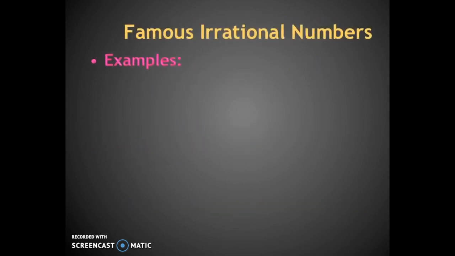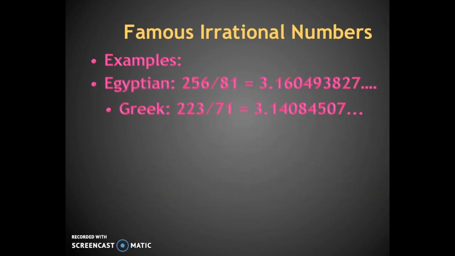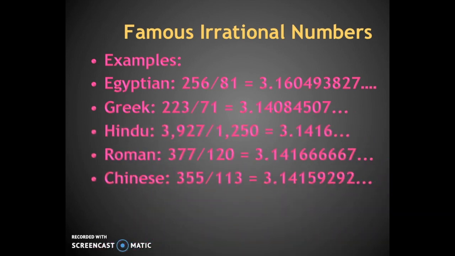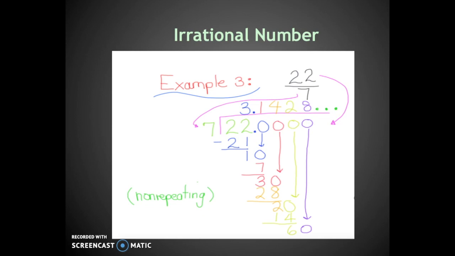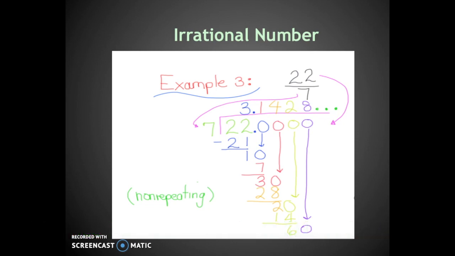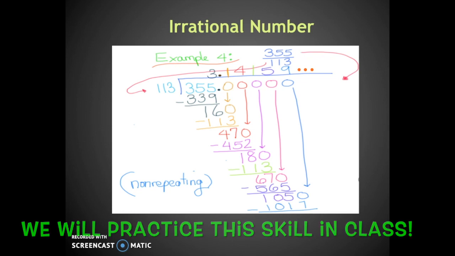Famous irrational numbers. We have a couple examples. This is just a few that I found. The Egyptian, the Greek, the Hindu, the Roman, and the Chinese. These are all famous irrational numbers. Here's our example, 22/7. This is the fraction form for pi, and if you take a look, you can tell it is non-repeating. None of my numbers are repeating. 3.1428, and so forth and so forth. And it's a number that's going to go on forever. Here's another example. Once again, there's no pattern. My number is going on forever.